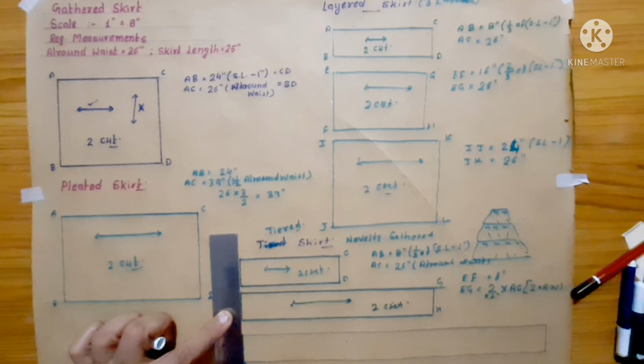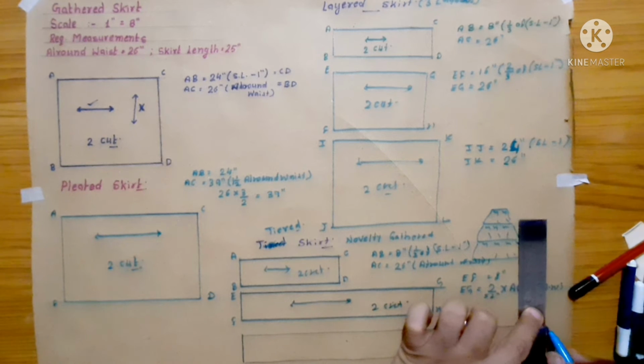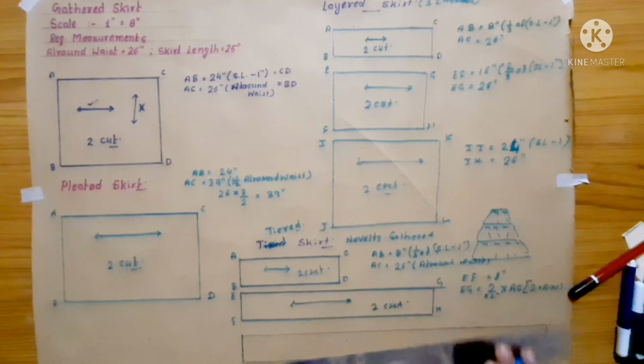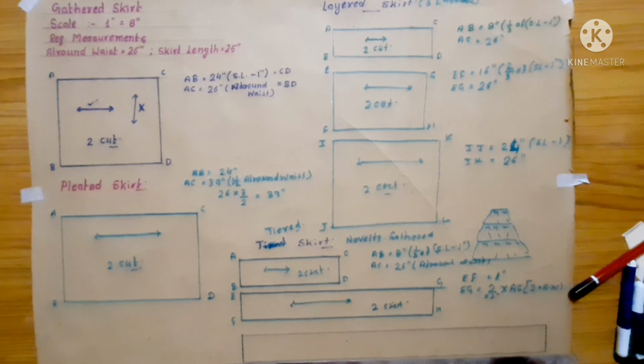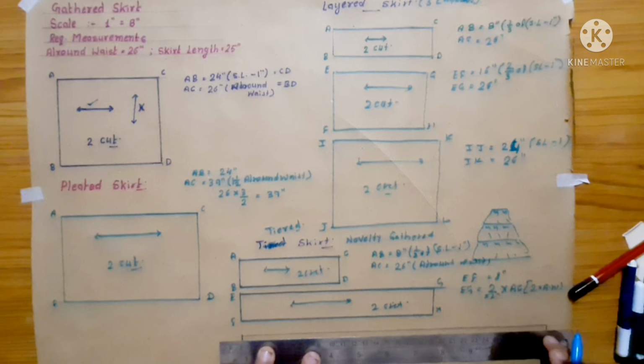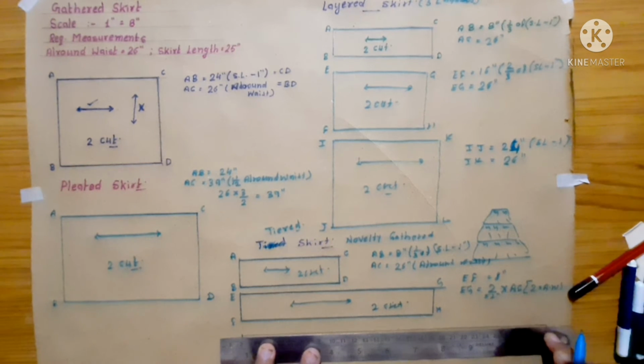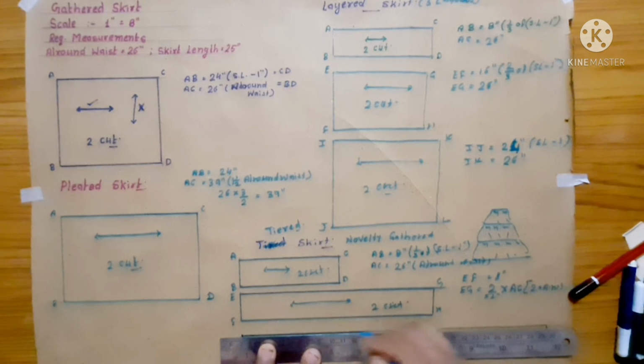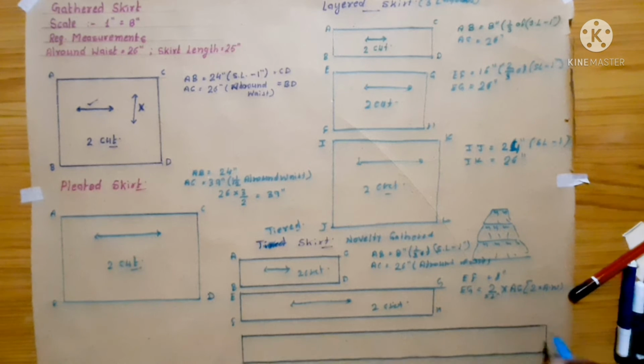Again we'll do the same process. We'll make a block. If you are planning to make it a pleated one, then you have to make it 3 times instead of 2. It would be 3 into AC, right?